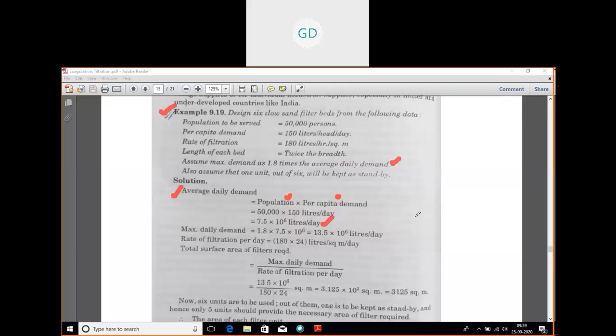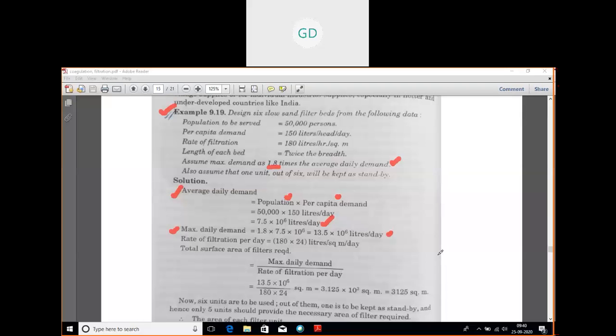Clear? So now after finding the average daily demand, you can quickly find the maximum daily demand. In the question it is mentioned that you can assume it to be 1.8 times the average daily demand. So you have to multiply 1.8 into your average daily demand. You got it to be 13.5 into 10 to the power 6 liters per day.